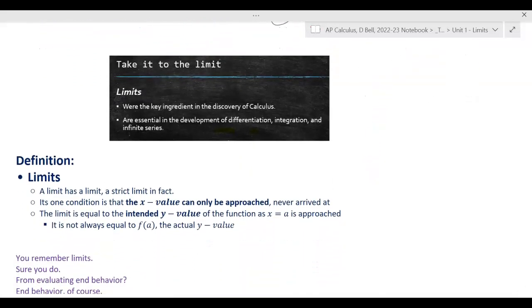Limits were the key ingredient in the discovery of calculus and are essential in the development of differentiation, integration, and infinite series. So derivatives, antiderivatives, and series. We'll learn about derivatives and antiderivatives in this class, Calculus AB. And if you take BC, you'll learn about infinite series. That's Calculus 2.